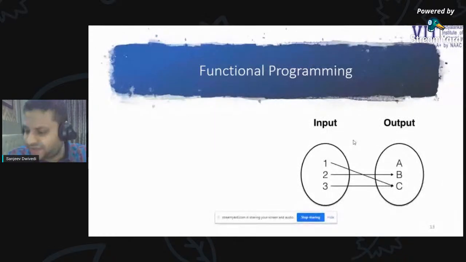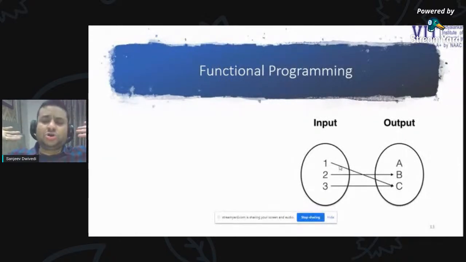If I define it like this, a function is a relation for which each value from the set of first component, here we have the set of first component, and each value of the ordered pair is associated with exactly one value here. Okay, so 1 is associated with only C. 3 and 1 can associate with C, but 1 is not associated with more than one output. So it's like this. In a function, we have fixed input, we have fixed output.